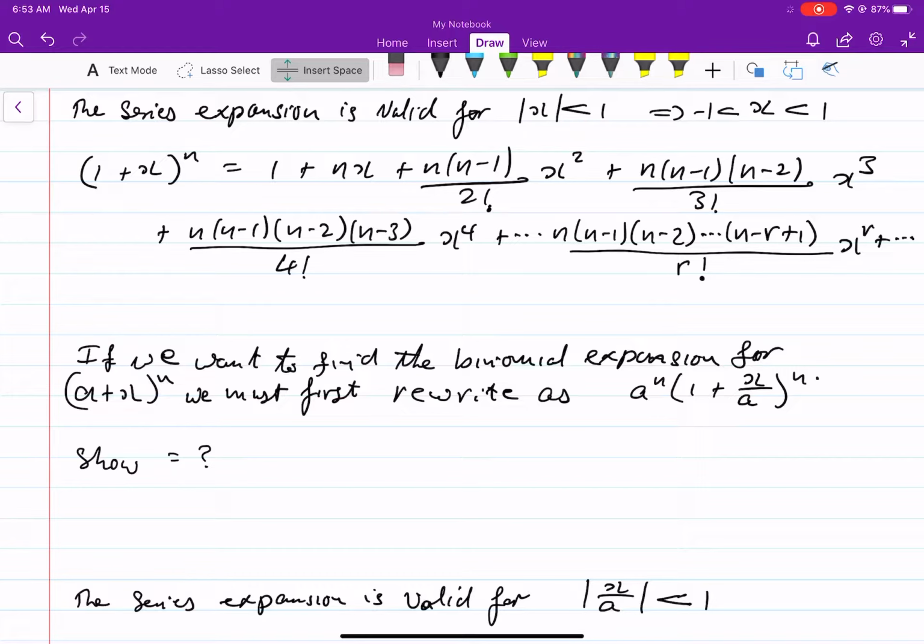So far, so good. Now, remember earlier I was saying the series expansion is valid only for 1 plus x to the n. Well, suppose you wanted to expand a plus x to the n.